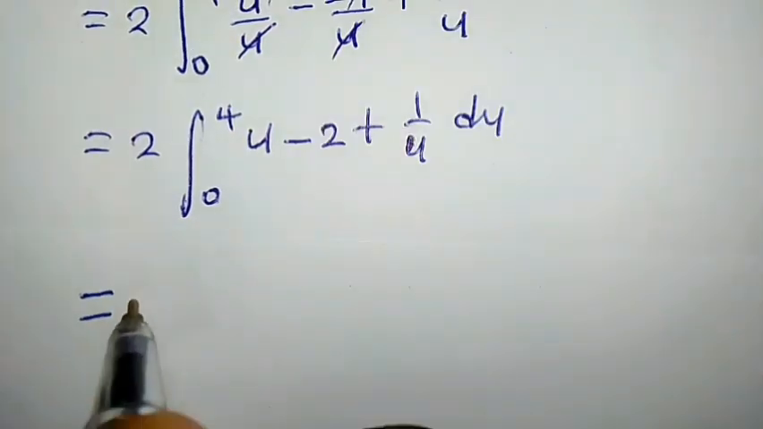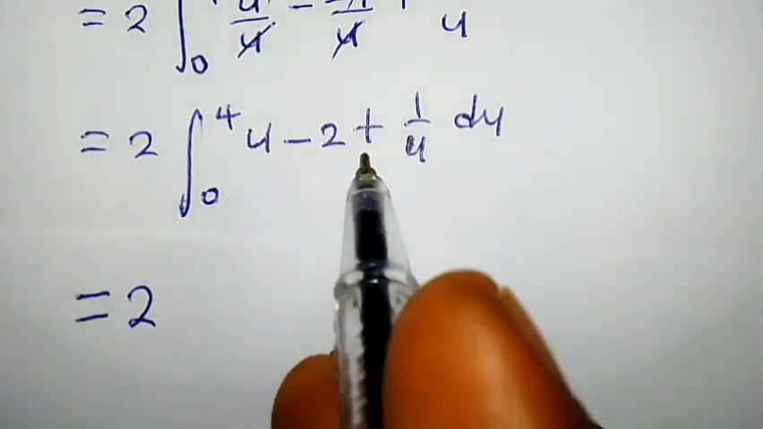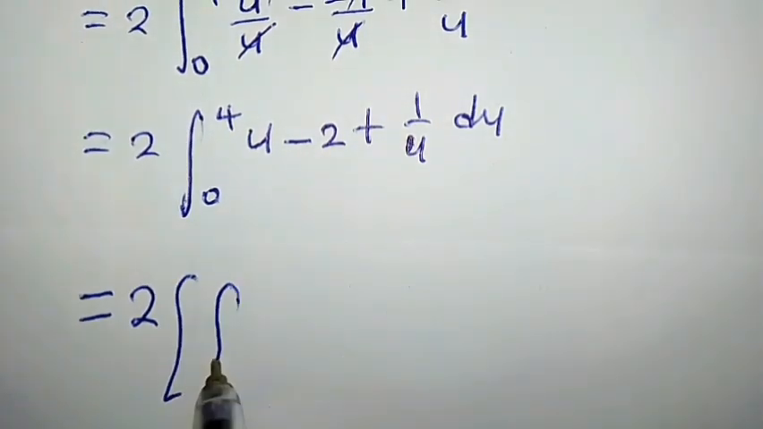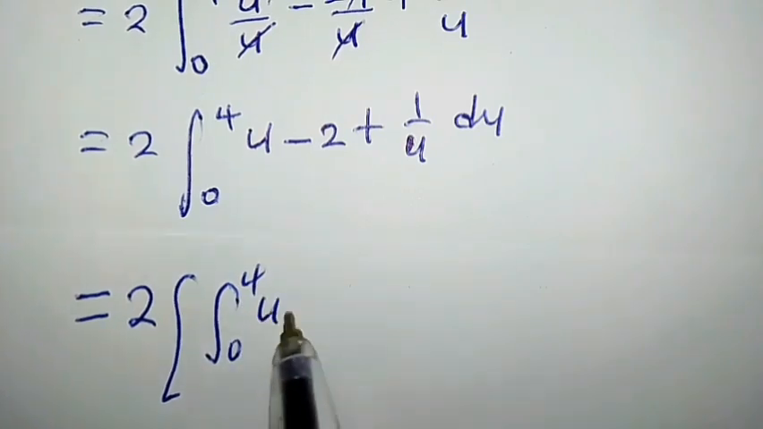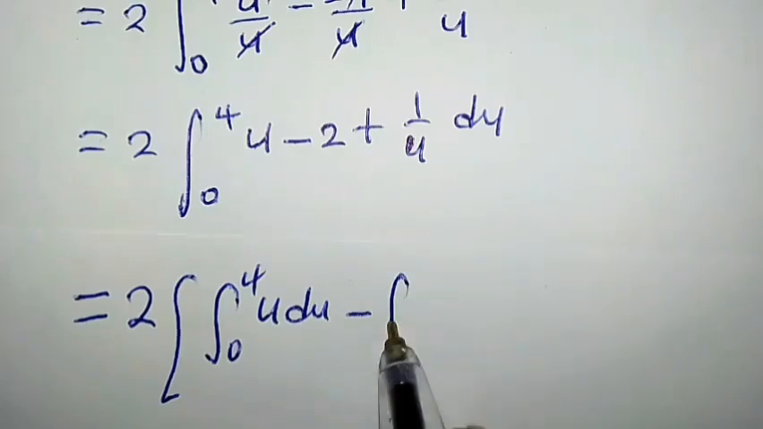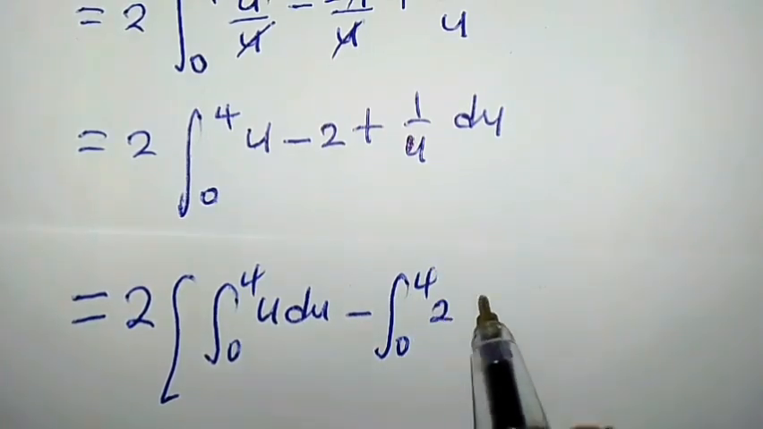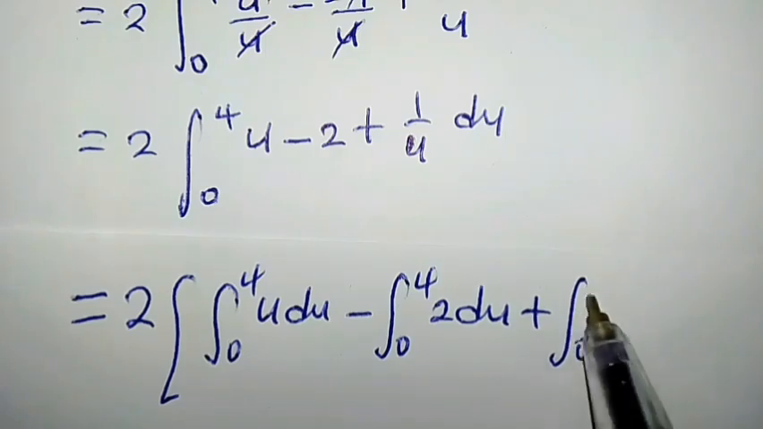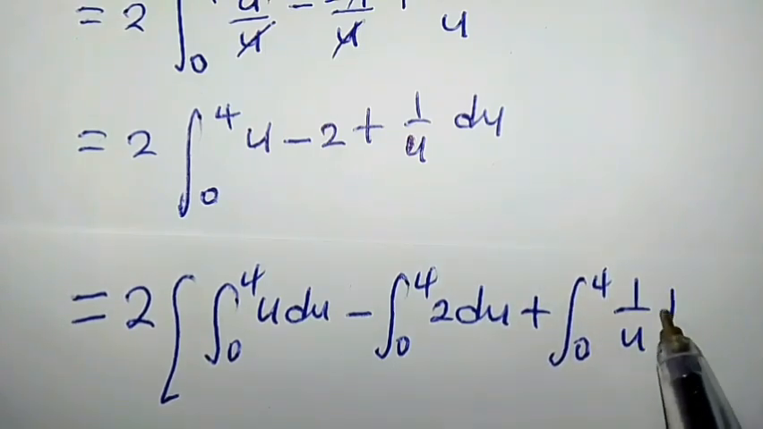This is equal to 2. All of this integral can also be written as integral from 0 to 4 u du minus this guy, integral from 0 to 4 2 du plus integral from 0 to 4 1 over u du.